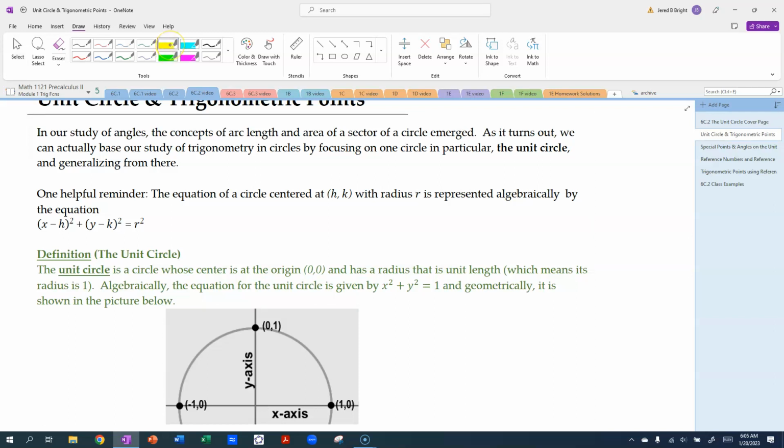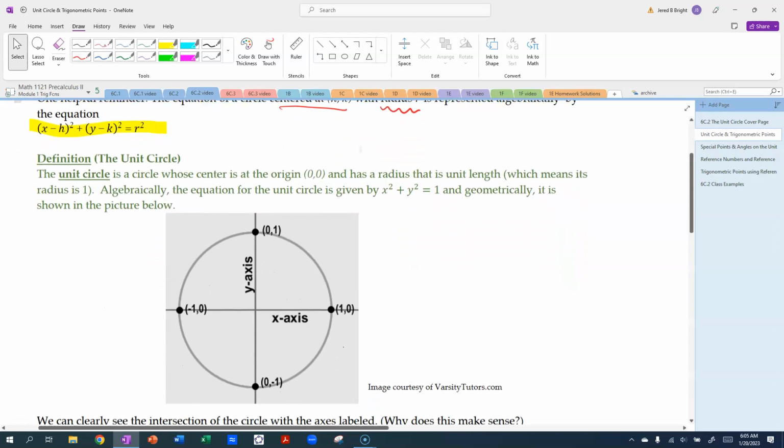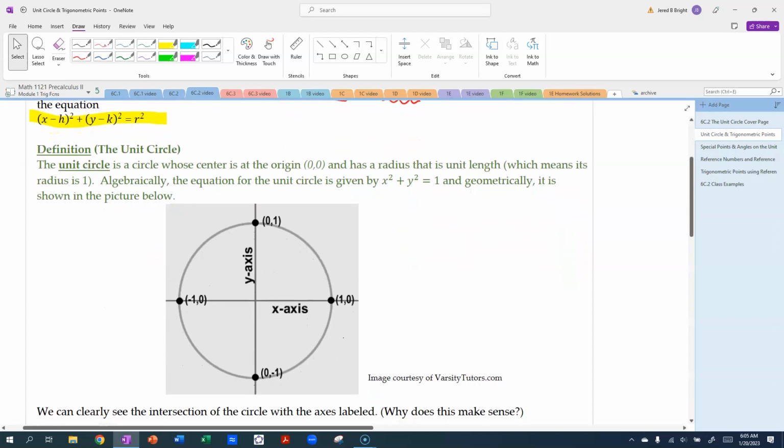I'm going to pretend that we haven't seen it before. From our previous studies in algebra, we might remember that the equation of a circle with center (h, k) and radius r is given by this equation. When we talk about the unit circle, and you can see a diagram below, it's a circle whose center is at the origin, so h and k are both 0. Adapt that equation as needed.